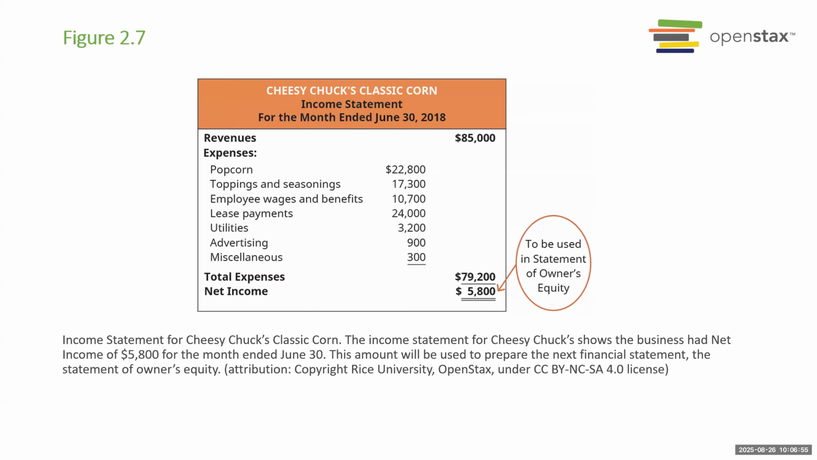So here we break out the income statement. And again, this is Cheesy Chuck's Classic Corn. They have revenues of $85,000, and various expenses of $79,200. By the way, you will never see a miscellaneous expense in anyone's financial statement. Miscellaneous means we don't know what it is or we can't identify it. And then their net income is $5,800.